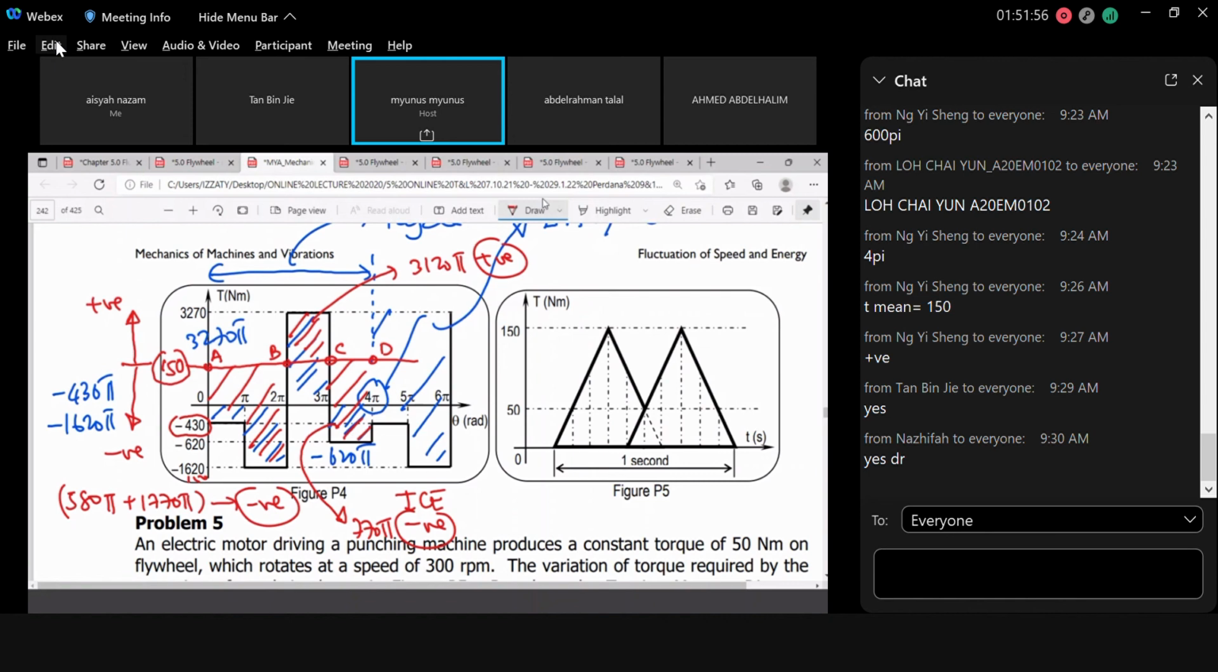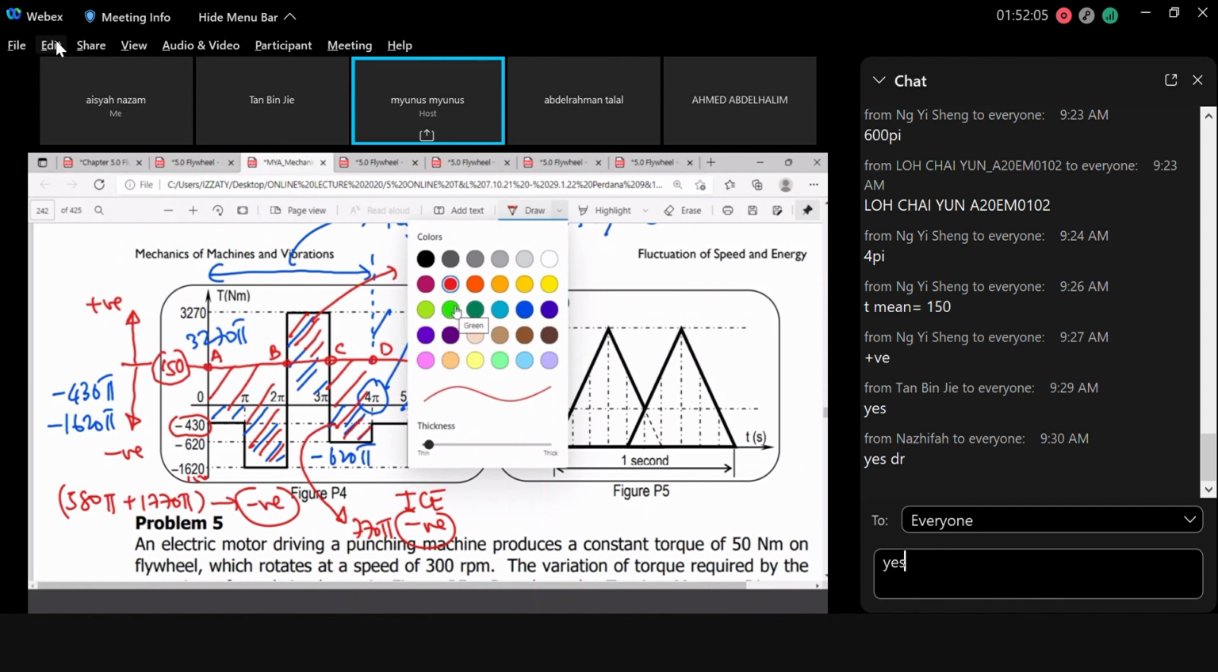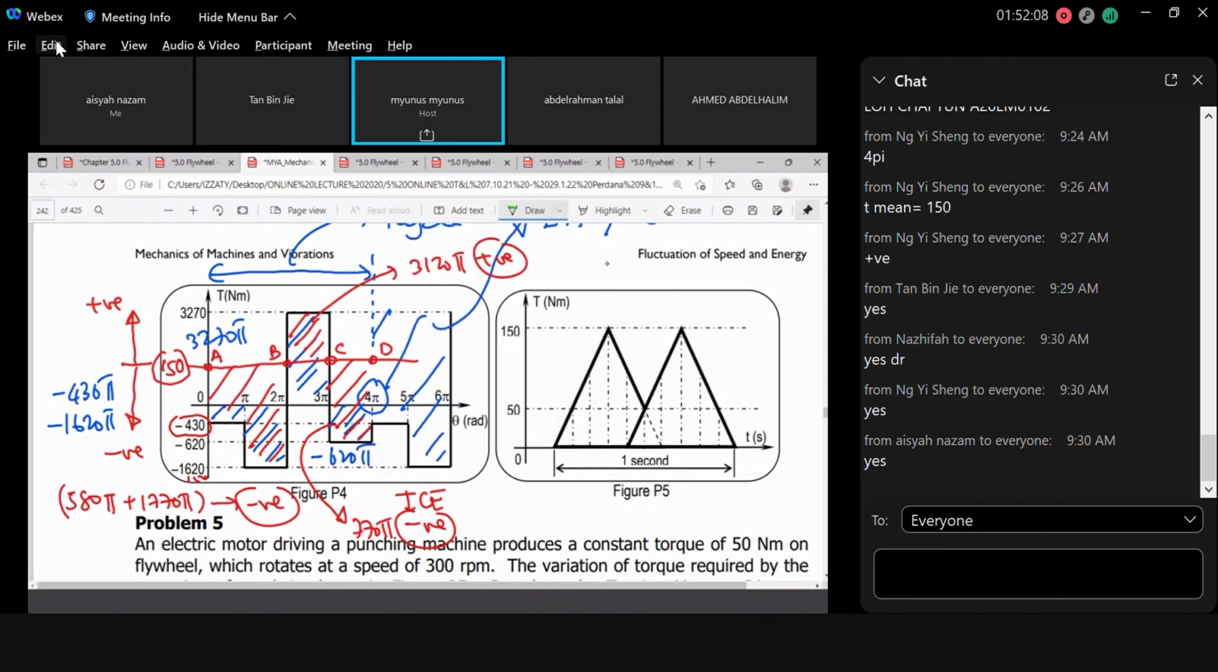Before we move to the actual calculation, can we use the shortcut way here? Yes. Why? We have only one. Check whether it's correct or not. So delta E, this is your shortcut way. Your delta E is equal to 3270 minus 150, which is 3120 pi, your delta E. So that's one to counter check.